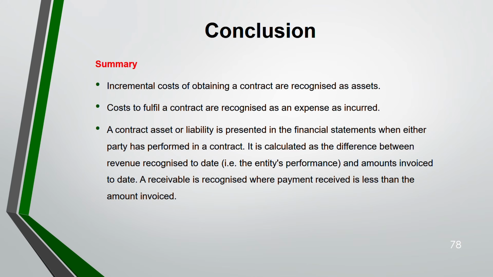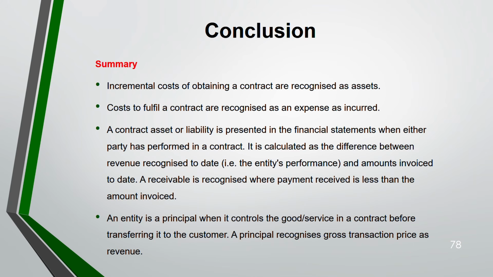The difference between the revenue and the amount invoiced. Okay, so the contract asset or liability is the difference between the revenue and the amount invoiced. If revenue is more, it's a contract asset. If the amount invoiced is more, it's a contract liability. And a receivable is recognized when payment received is less than the amount invoiced.